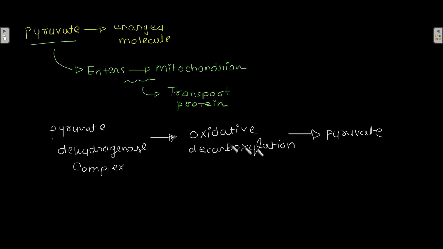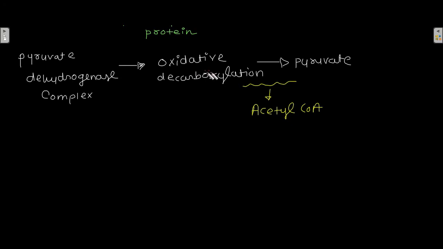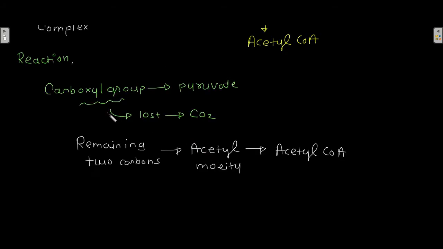Now, in mitochondria, this enzyme, the pyruvate dehydrogenase complex, catalyzes the oxidative decarboxylation of the pyruvate. And oxidative decarboxylation of this pyruvate results in the formation of acetyl coenzyme A. Now, in this reaction, the carboxyl group of the pyruvate is lost as carbon dioxide, and the remaining two carbons are then used to make the acetyl moiety of the acetyl coenzyme A.